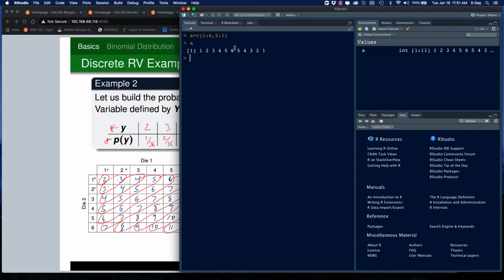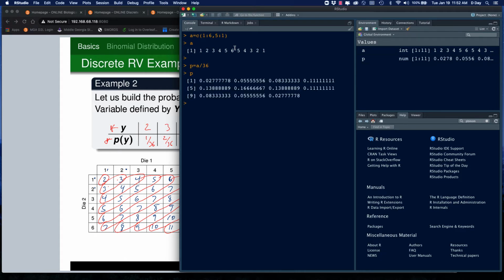Now I want to create a vector called probabilities, P, equals, and I'm just going to take the vector A and divide it by 36. And we'll get the actual proportions in this case. And there they are. Now they're rounded out to quite a number of decimal places. You could change that if you wanted. Not necessary here. But 3 or 4 decimal places is usually good enough for most probability values to be given to someone else.